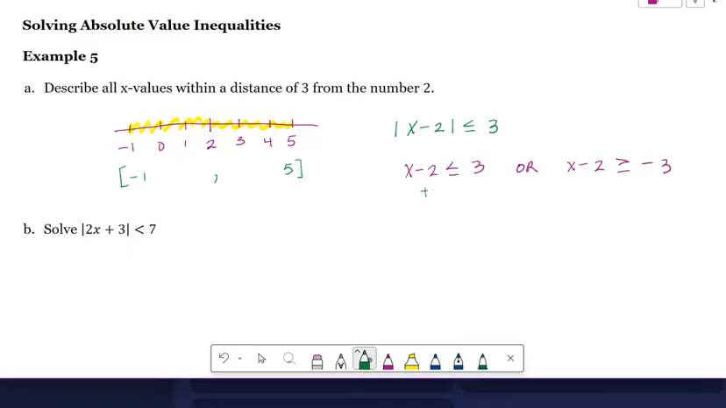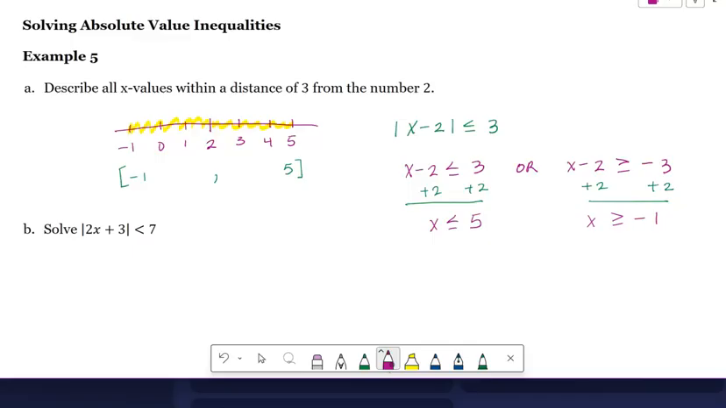I'm going to add 2 everywhere to get the x by itself. And so I end up with x less than or equal to, oops, that should be a plus there, right? Less than or equal to 5. That matches with what we saw in the graph. And here I get x greater than or equal to -1. That also matches with what we saw in the graph.